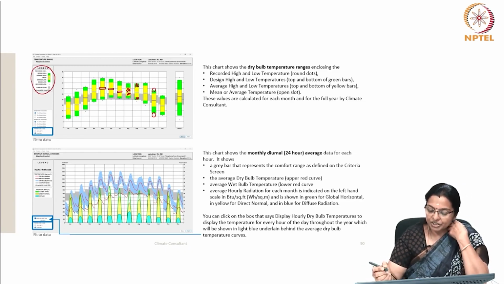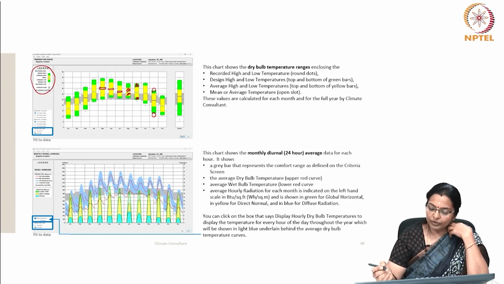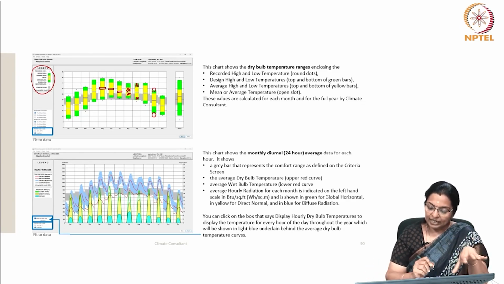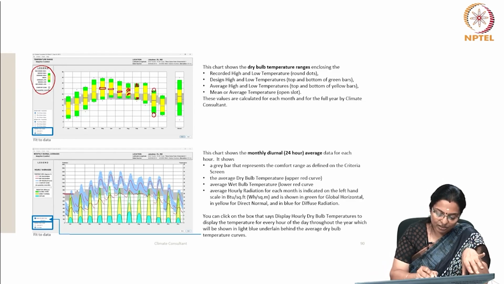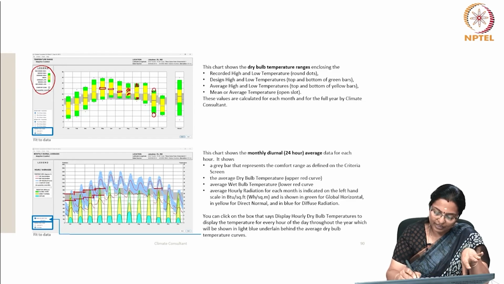Then this chart shows the monthly diurnal 24-hour average data for each hour. It shows a grey bar that represents the comfort range. So, this is the comfort range of people in this climate zone, and so on. You don't have to do it manually, it's already done for this climate type.